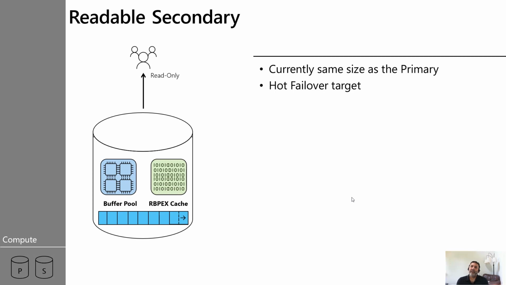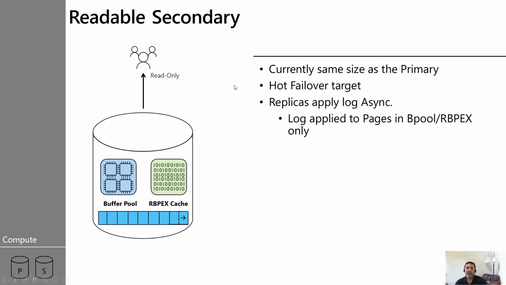The readable secondary is just like a compute. Currently, it's the same size as the primary, so there's no difference in terms of number of cores. It is a hot failover target. If you have no secondary and your primary compute crashes or goes down, or the node goes down, we will have to spawn a new compute replica and attach it to the page servers of the Hyperscale distributed system. If you have a readable secondary which is up and applying log, it's considered a hot failover target.